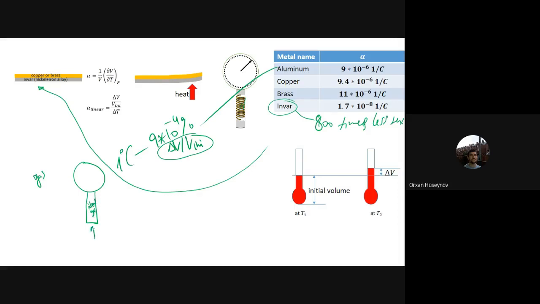So when I heat this one, its volume changes. Volume goes up, let's say, when you increase the temperature. And when the volume goes up, it changes its pressure. Okay? And therefore, as a final result, you have the pressure change, delta P.